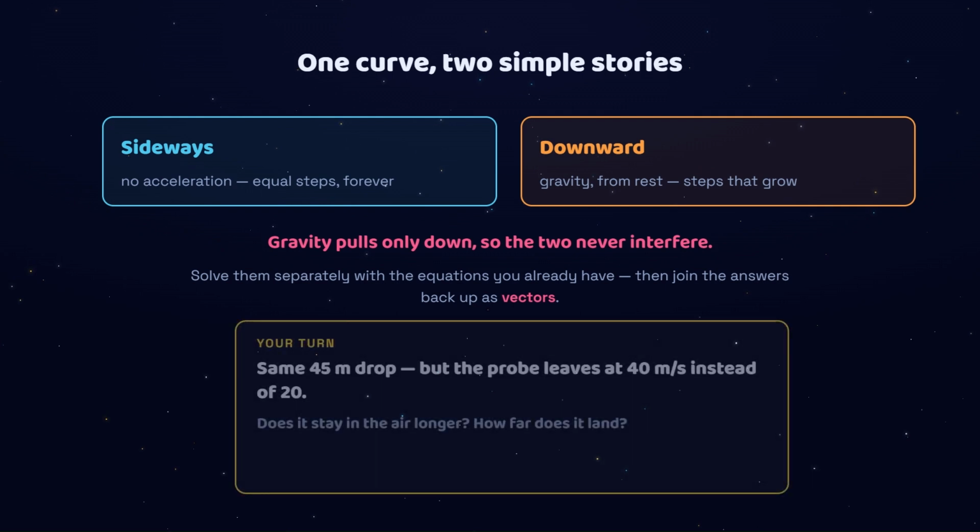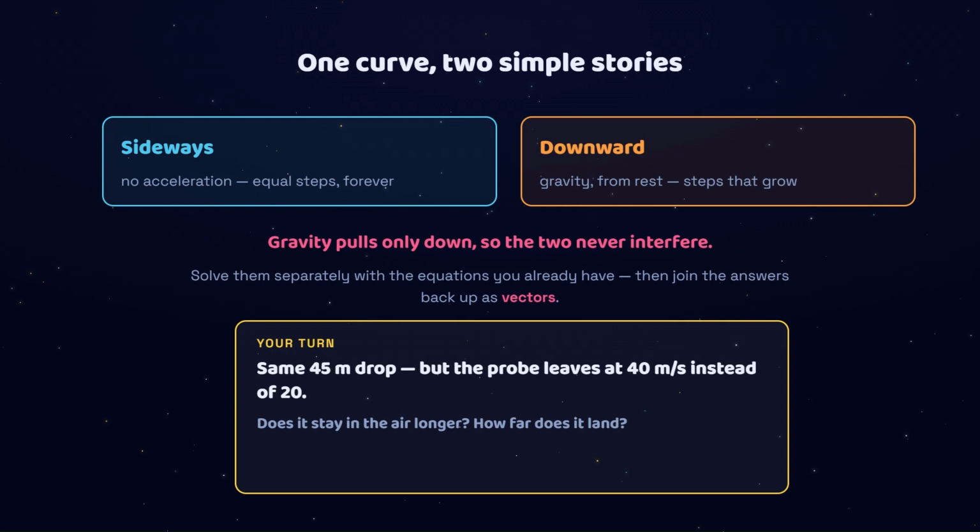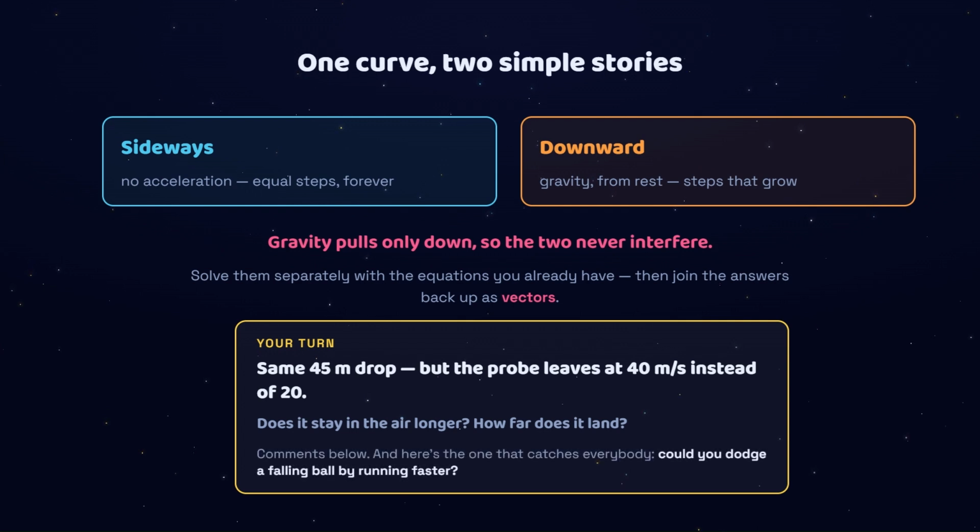Now it's your turn. The probe still drops from 45 meters, but this time it's launched sideways at 40 meters per second instead of 20. Does it stay in the air any longer? And where does it land? Leave your answers in the comments. And here's one final question that catches almost everyone. Could you avoid a falling ball simply by running faster?